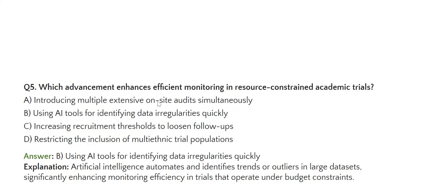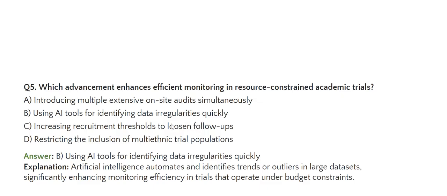A. Introducing multiple extensive on-site audits simultaneously. B. Using AI tools for identifying data irregularities quickly. C. Increasing recruitment thresholds to loosen follow-ups. Or D. Restricting the inclusion of multi-ethnic trial populations. So definitely the answer is B, using AI, artificial intelligence tools, for identifying data irregularities or discrepancies quickly.